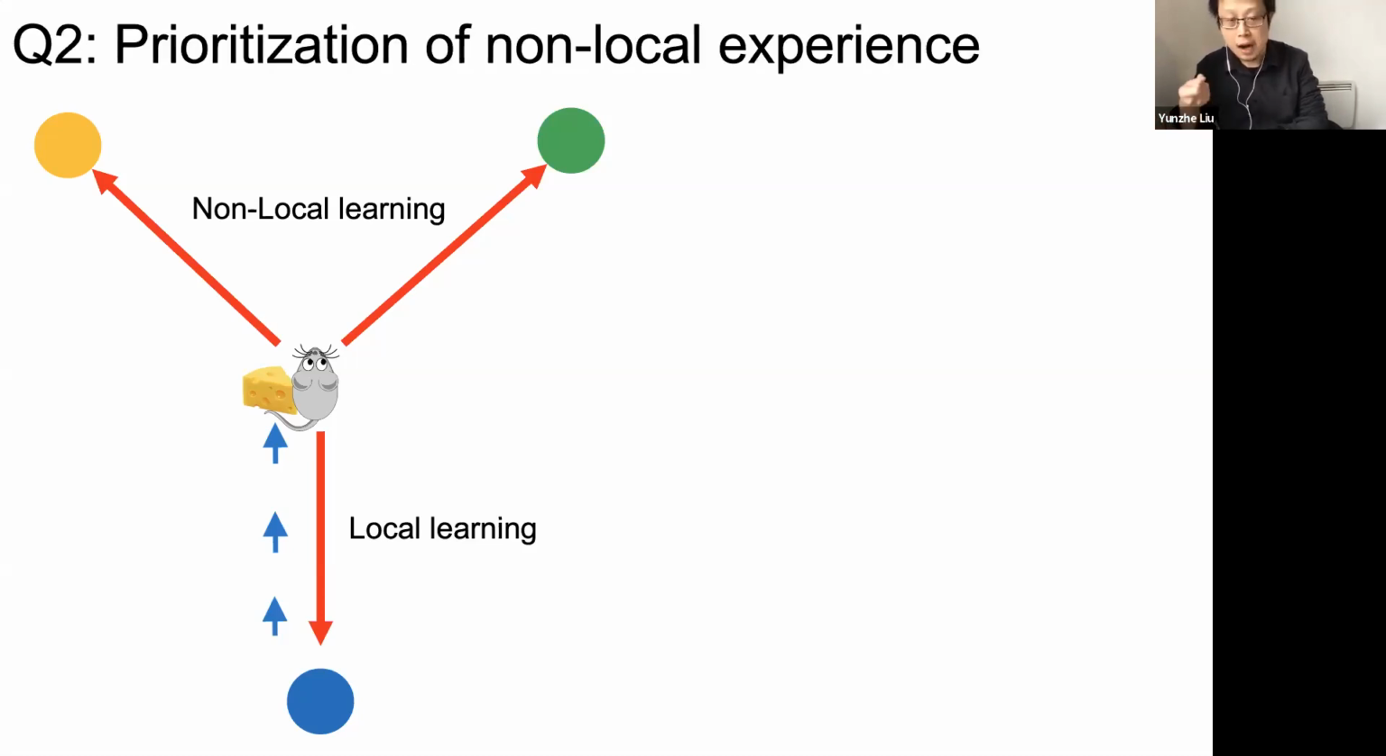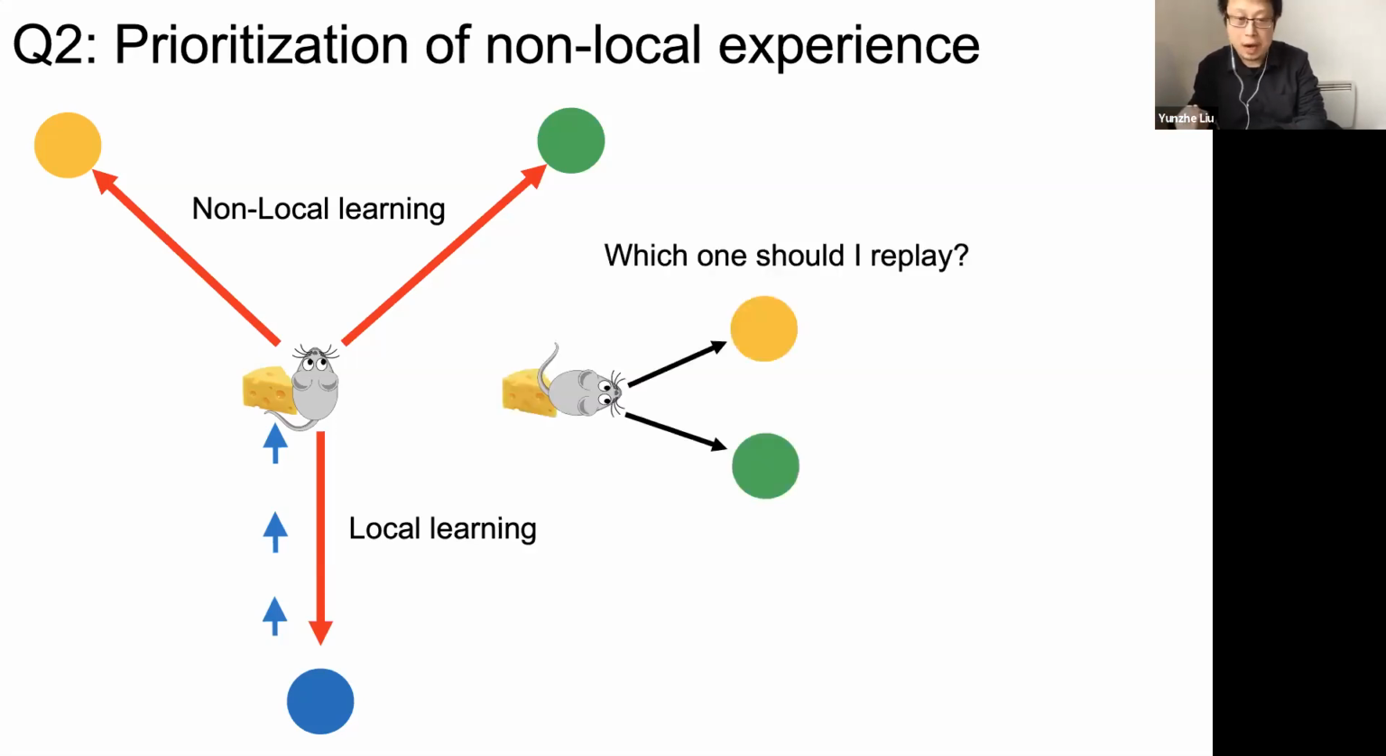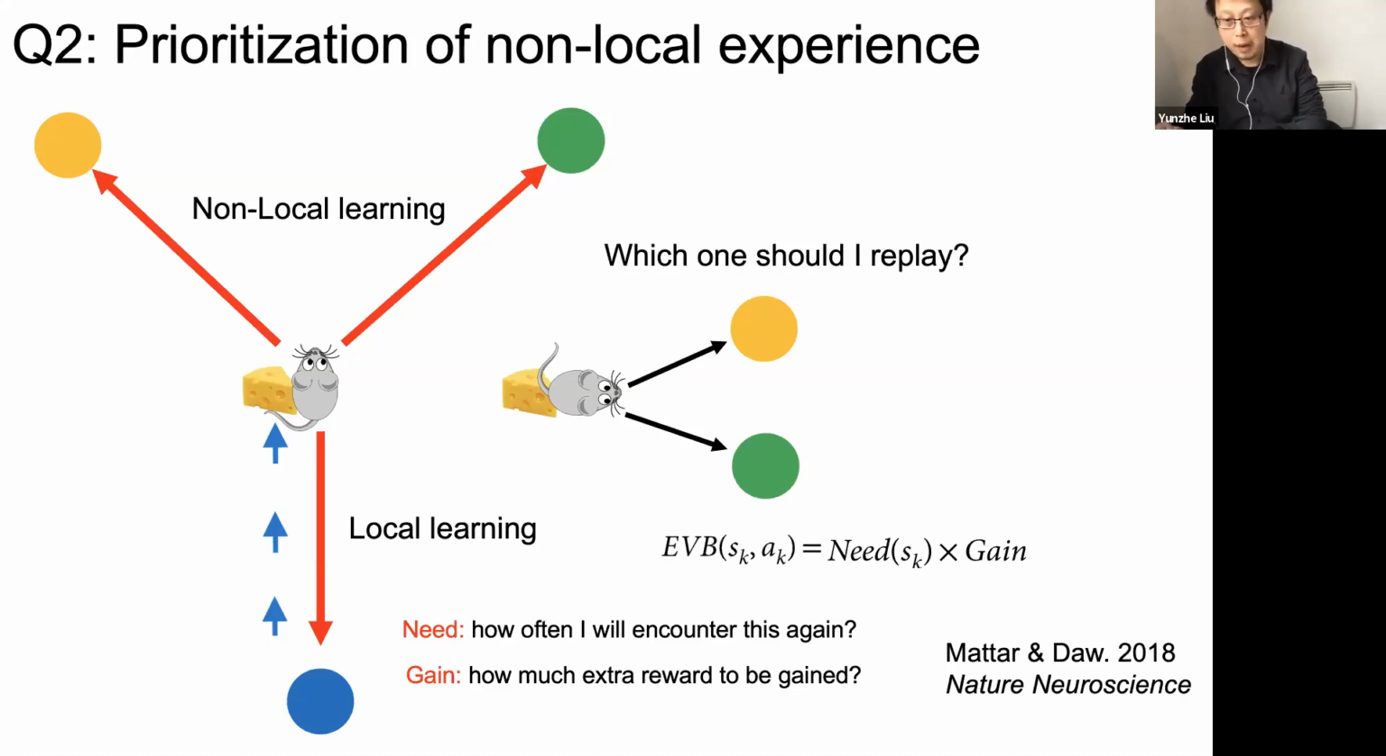And upon this problem, there is a second-order question, i.e. with so many non-local experiences in our life, how should we prioritize the memory access, right? Should I replay first the path leading to yellow versus the green, or vice versa? Luckily, this problem has already been solved by Marcelo Mattar and Nathaniel Daw two years ago based on reinforcement learning. They figured out a normative model, saying the way to decide which memory I should access first depends on a product of two factors. One is called need, another called gain.